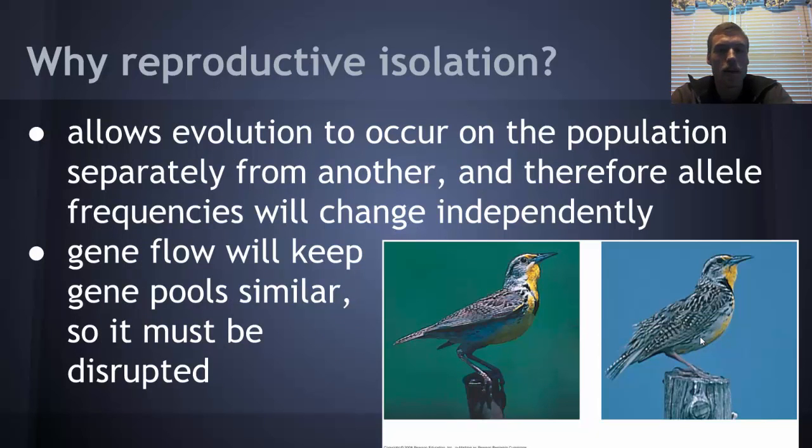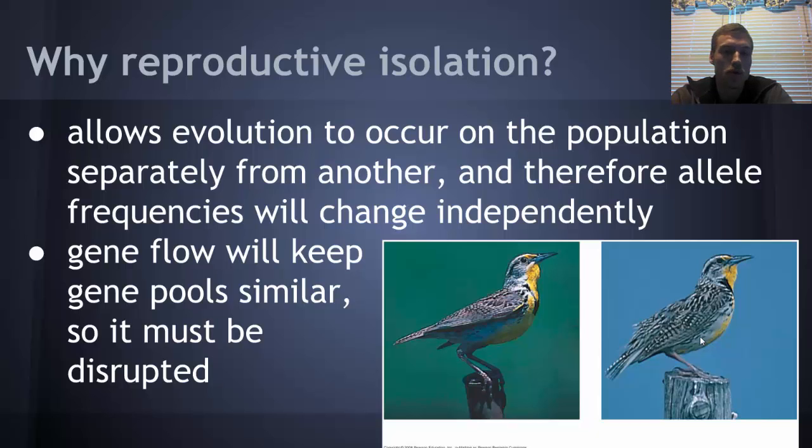So in terms of the biological definition of species, why do we care about reproductive isolation? Well, it allows evolution to occur on the populations separately from one another, which means that your allele frequencies are going to change independently. If you have gene flow, then the gene pools are going to be sharing the same alleles back and forth, which means that whatever your allele frequency is in one population, it's going to be pretty similar to the other population.